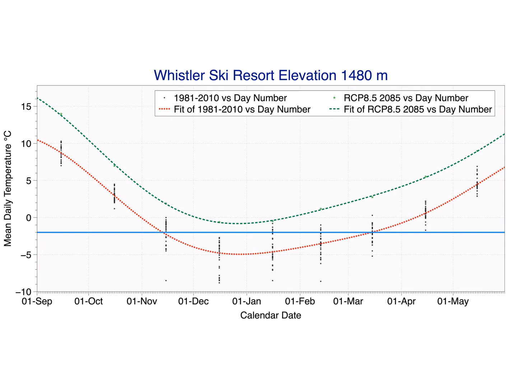The green line measures what's going to happen for the year 2085 under the worst case scenario. What will the average monthly temperatures be? And you can see that they're well above that -2 degree threshold.